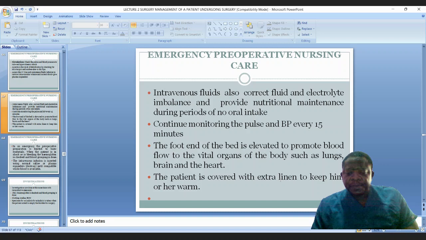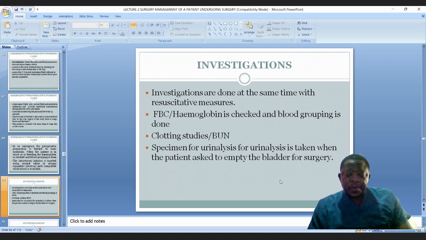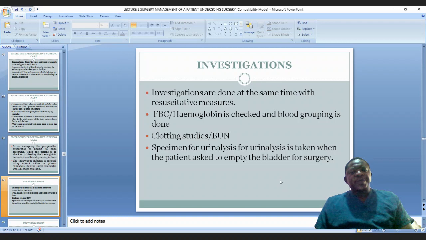Then in an emergency, the pre-operative preparation is limited to basic essentials. When the patient is in shock or is bleeding, the hemoglobin is checked and blood grouping is done. The intravenous infusion is also inserted using normal saline or plasma expanders until compatible whole blood is available. Okay, so now with the ABCs of emergency pre-operative elaborated, then investigations come in.